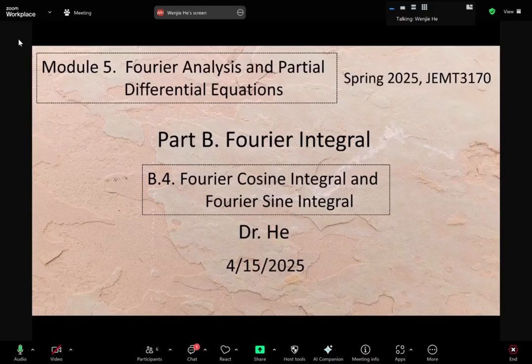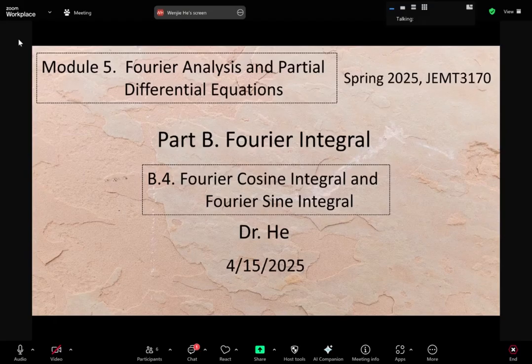B.4. Yeah, the special case. So let's try to finish this topic before the break time. Then after the break time, we can start a new topic, part C, Fourier transform.